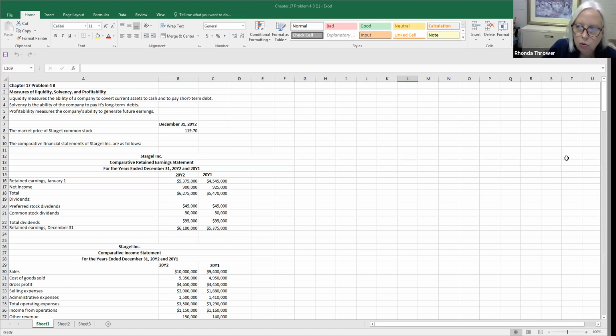The first one is what we call the asset turnover. For the asset turnover, we're going to divide our sales by our average total assets.